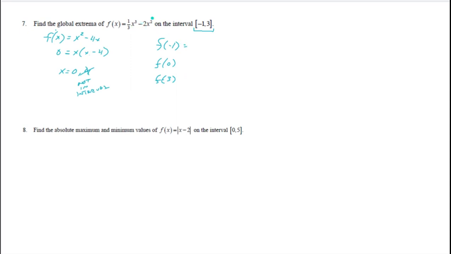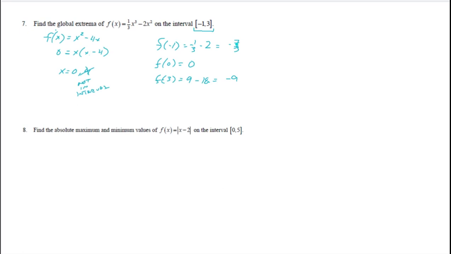When we plug in -1, -1 cubed stays -1, so this becomes -1/3, and then this -1 becomes squared, so -2, which is going to be equal to, if we convert all this to thirds, -7/3. Okay, at 0, we plug in 0 to this. This is 0 minus 0, or 0. And at 3, 3 cubed is 27. 1/3 of 27 is 9. And minus 3 squared is 9 times 2 is 18. So 9 minus 18 is going to give us a -9.